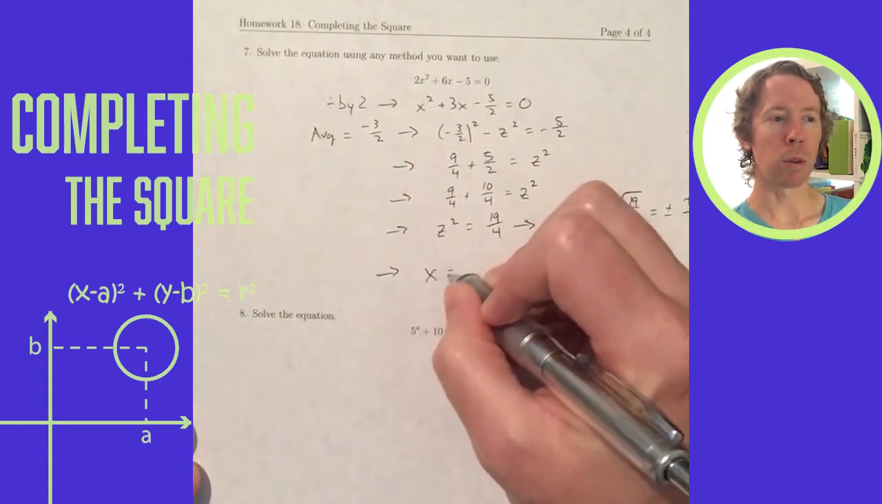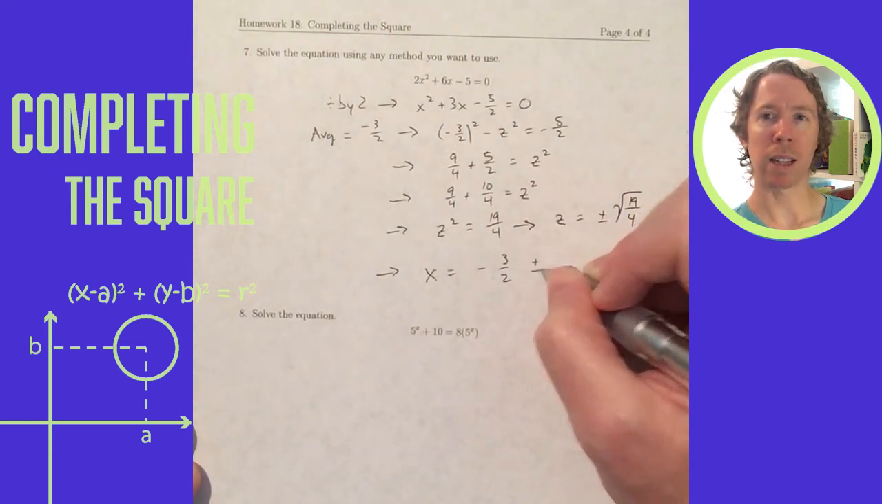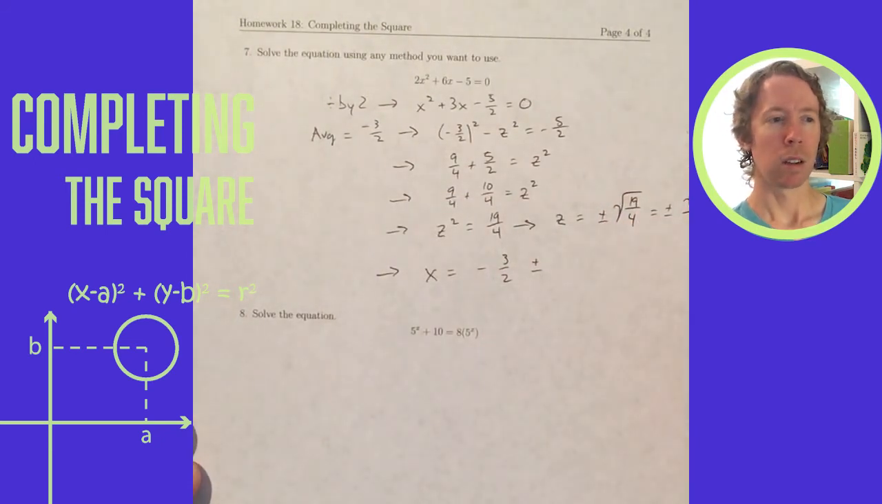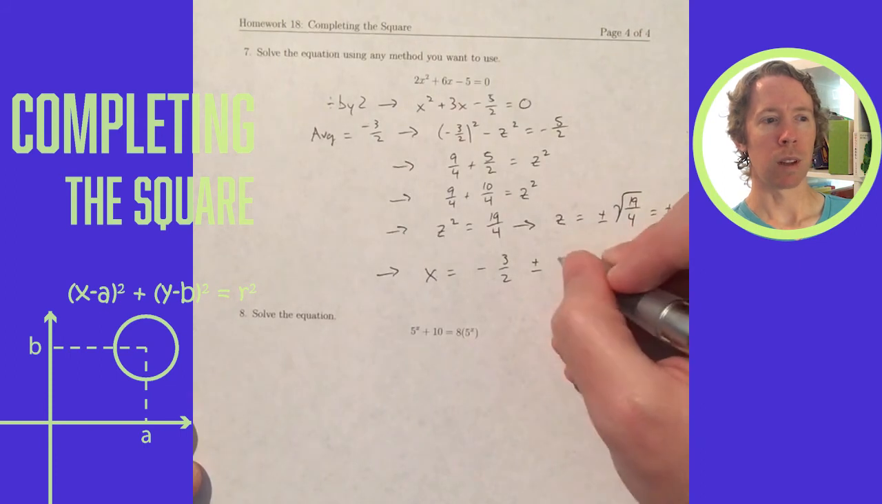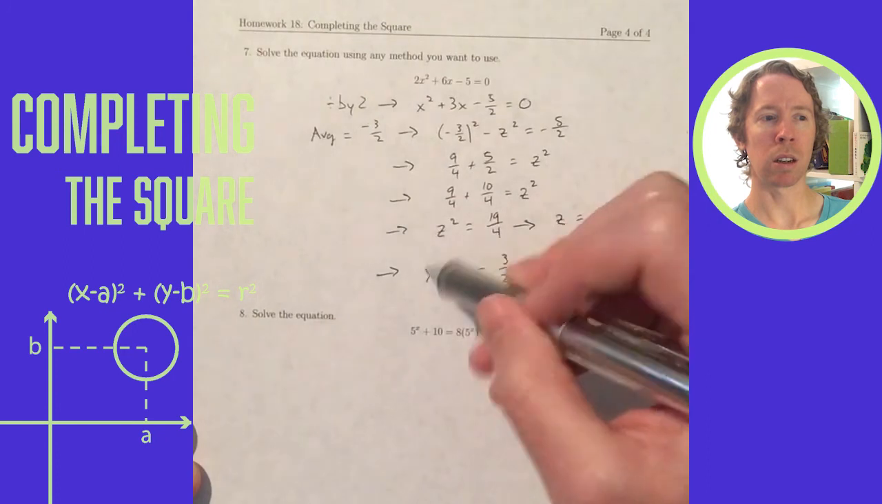And now to get the roots, I just take the average and either add z or subtract z. So the average was negative 3/2, and then I've got plus or minus root 19 over 2.